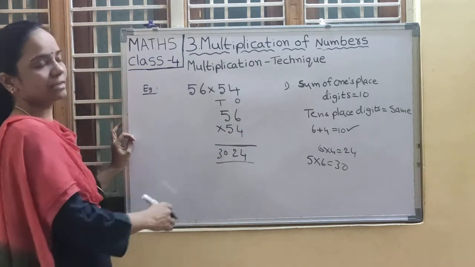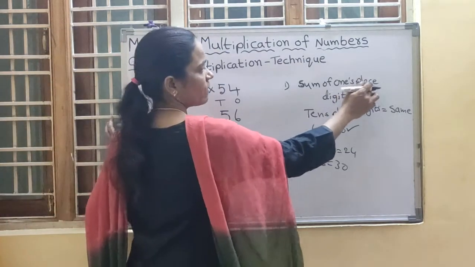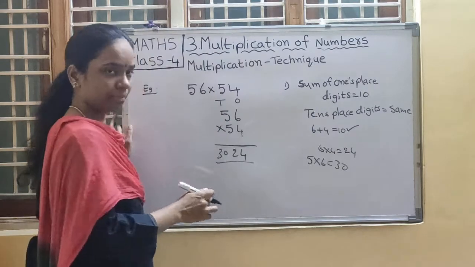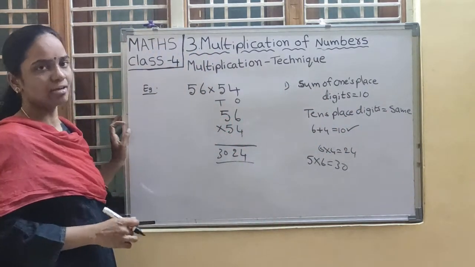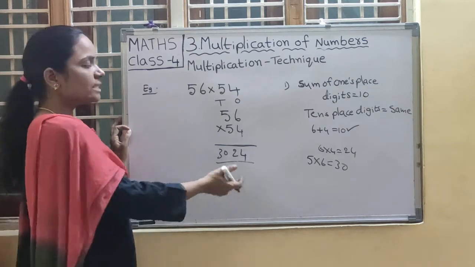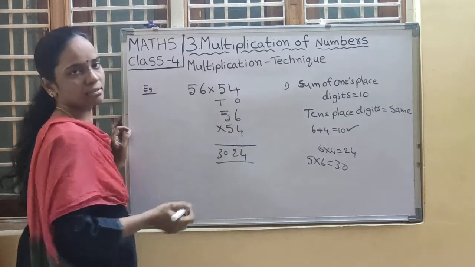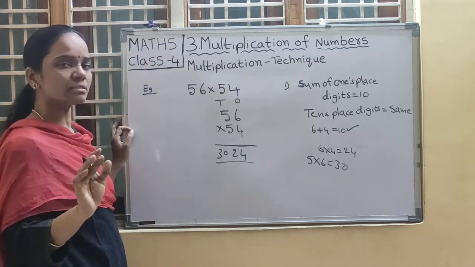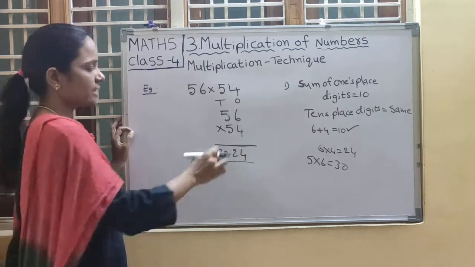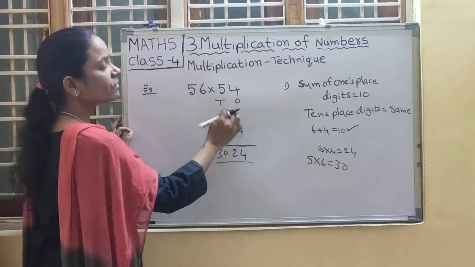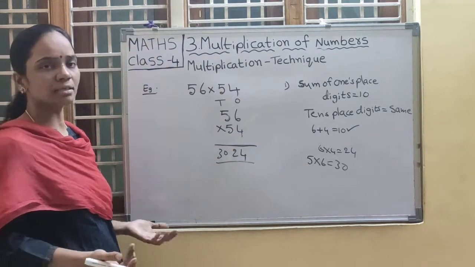When do we use this technique? If the sum of ones place digits is 10, and the tens place digits are the same, then only we can use this technique. Here we can use it, because 6 plus 4 is 10, and at the tens place we have the same numbers. So first, 6 into 4: ones place digits should be multiplied. 6 4s are 24. 5 after number is 6. 5 6s are 30. So 3024 is the answer, the product.